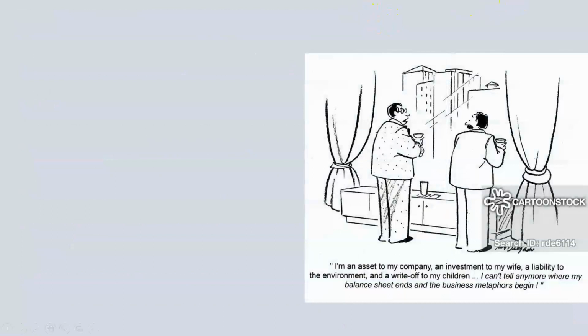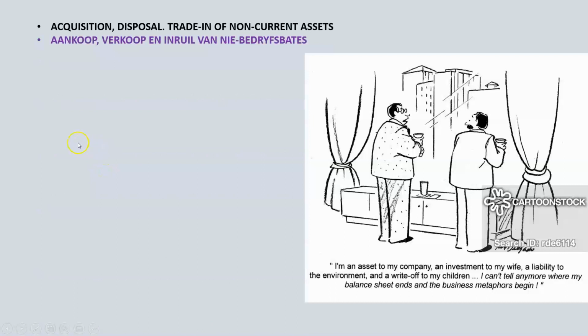Now, this guy is a bit confused. He says, I'm an asset to my company, an investment to my wife, a liability to the environment, and a write-off to my children. I can't tell anymore where my balance sheet ends and the business metaphors begin. Now, this poor bloke, he doesn't know whether he's coming or going. Please, don't be like him.